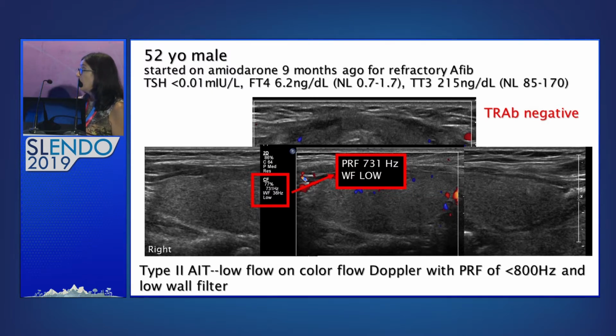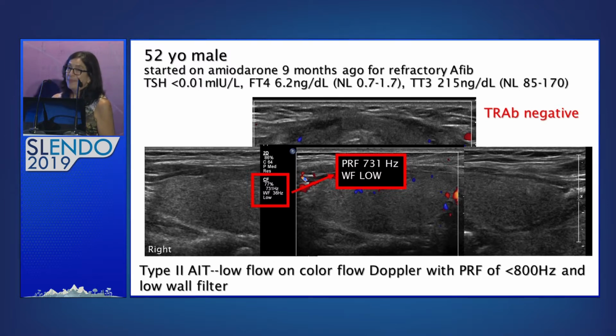The PRF on this image was 731, and the wall filter was low. So if you're doing ultrasound and you have questions about that and you're coming tomorrow, we'll answer them. Otherwise, I can answer them a little later. But this is a low vascularity thyroid.